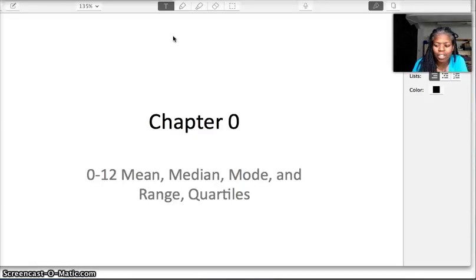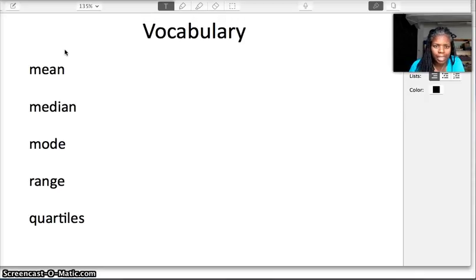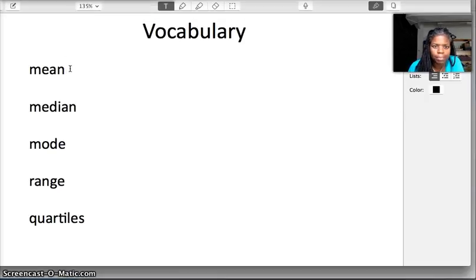Hey guys, we are looking at section 012: mean, median, mode, range, and quartile. There's a lot of vocabulary that you're probably not familiar with, but that's okay because it's going to be easy. So the mean, I think this one you guys know. Mean basically means the average of some data points.